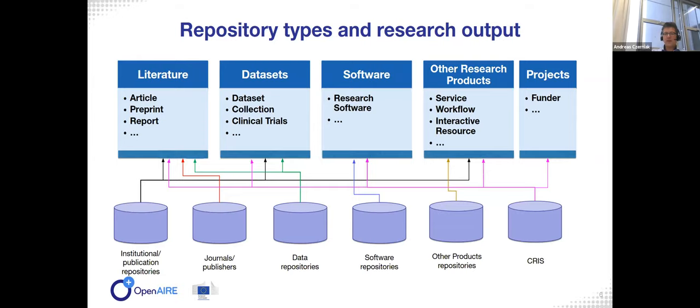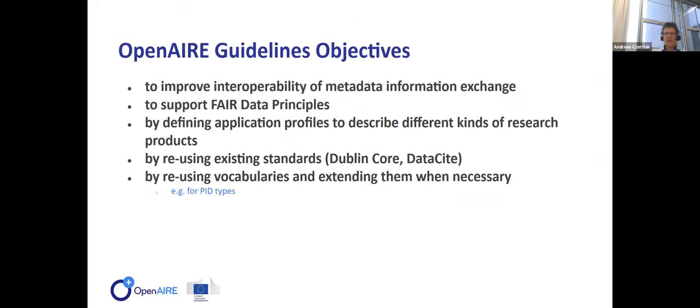kinds of repositories. And the objective here for the OpenAIRE guidelines is that we have these guidelines for all these kinds of resource types and repository types, and it is to improve the interoperability of the metadata to exchange this information not only with OpenAIRE, but also with third parties. And it supports the FAIR principles: it's findable, accessible, interoperable, and reusable. And with this, it's also repeatable by other researchers.